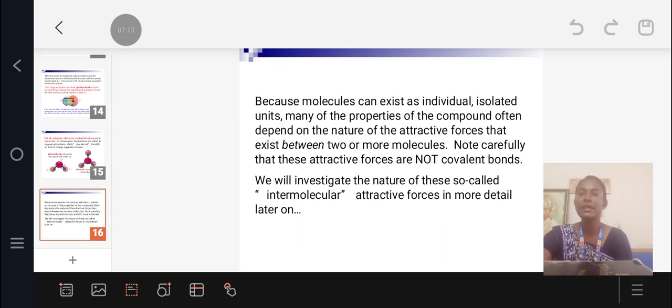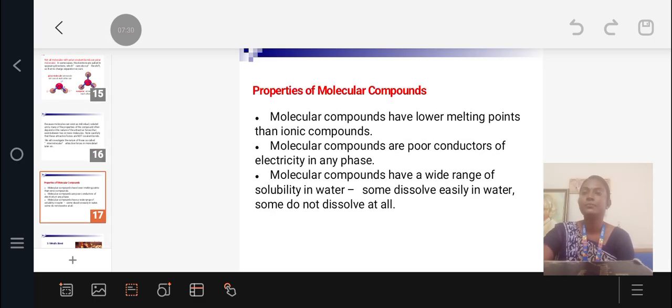Because molecules can exist as individual isolated units, many of the properties of the compound often depend on the nature of the attractive forces that exist between two or more molecules. Properties of molecular compounds. Molecular compounds have lower melting points than ionic compounds. Molecular compounds are poor conductors of electricity in any phase. Molecular compounds have a wide range of solubility in water. Some dissolve easily in water, some do not dissolve at all.